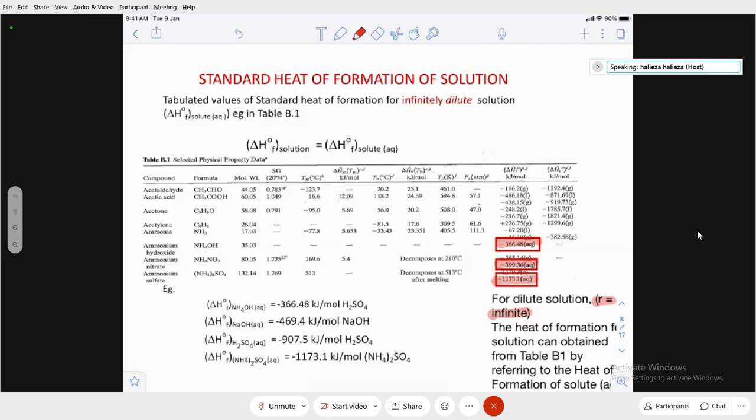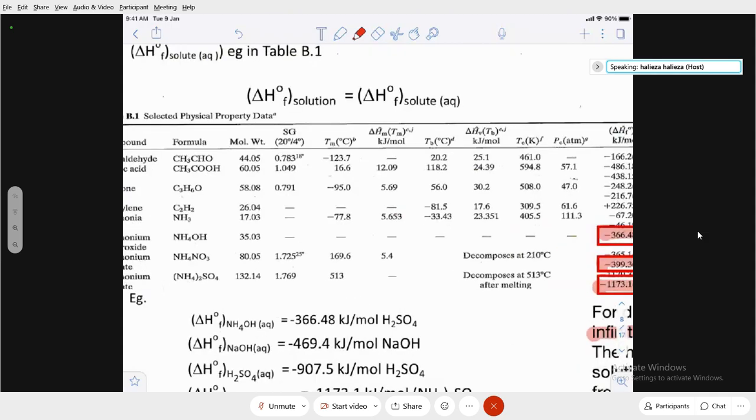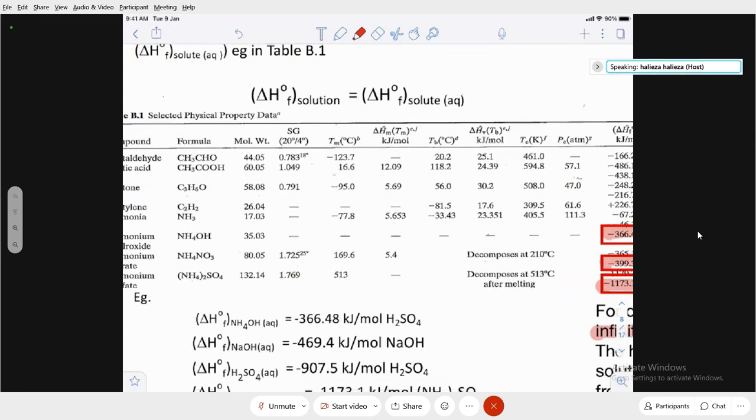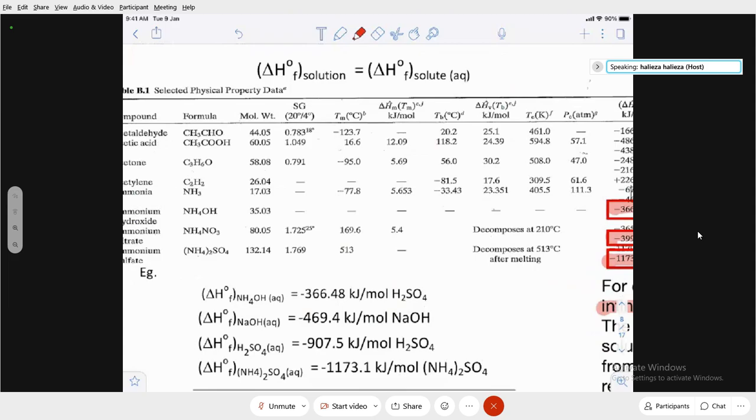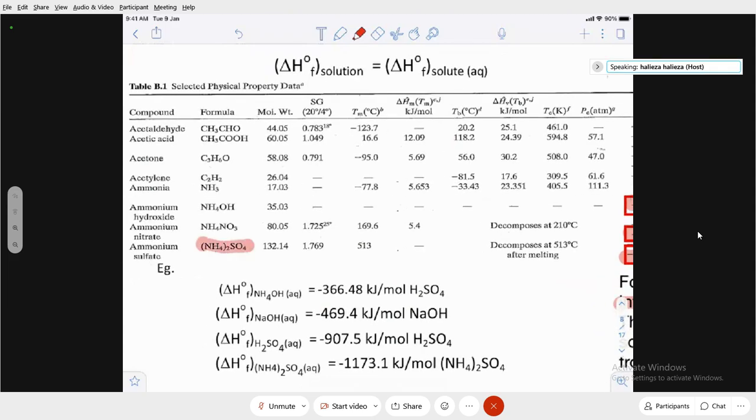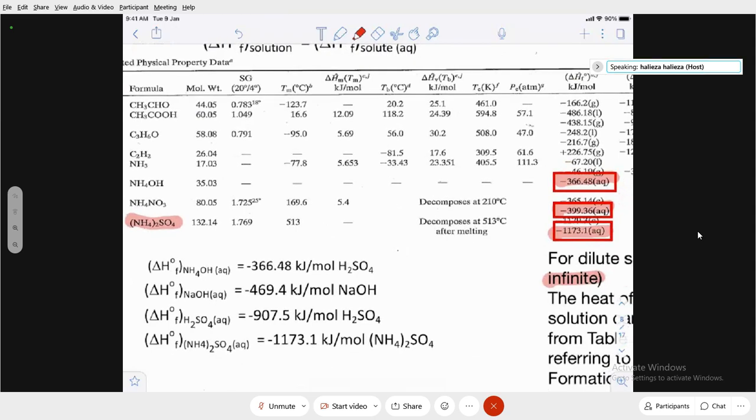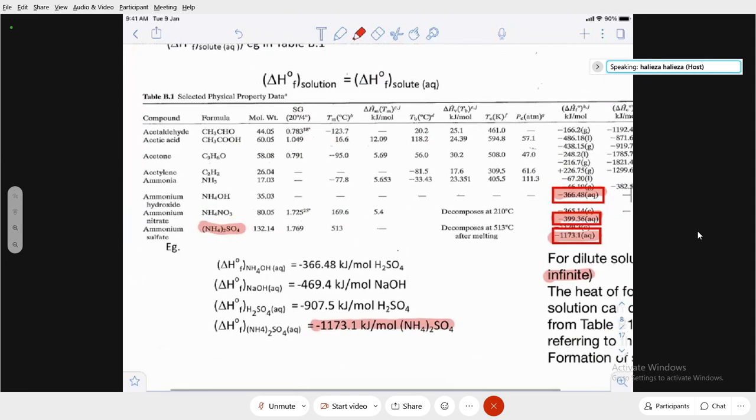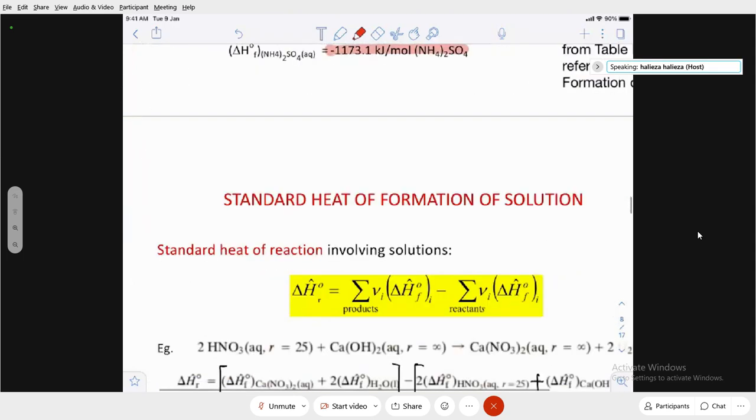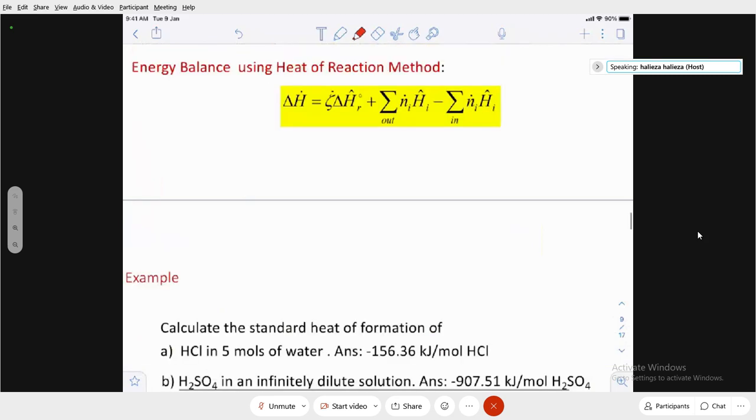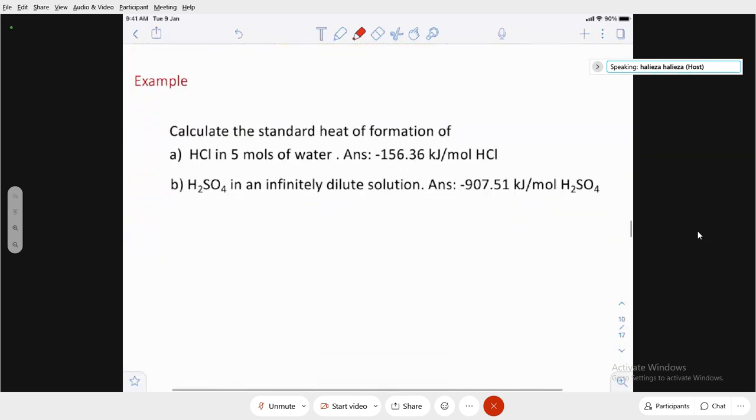So let's look at this. What compound is this? This is ammonium sulfate. The heat of formation for it is minus 1173.1, which is from that graph at infinite dilution. That is your heat of formation. Okay, let's look at an example. This is one example.